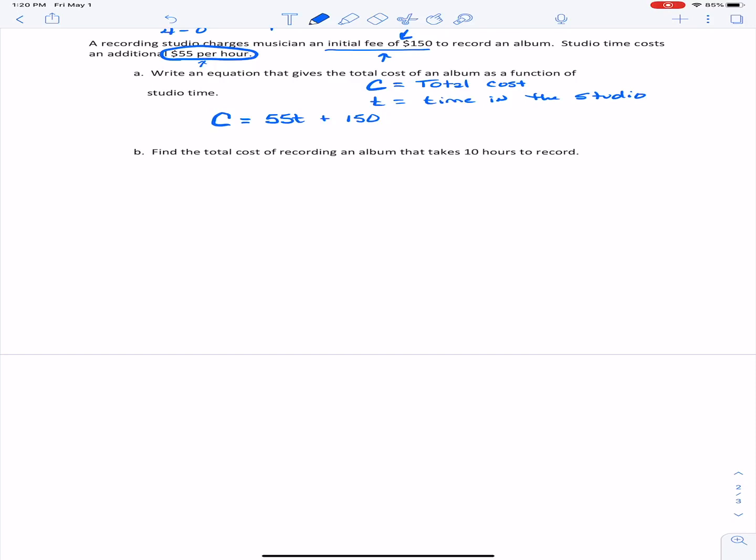Now, part B of this question says, find the total cost of recording an album that takes 10 hours to record. So we know that t equals 10. So we now need to substitute that into our equation. So C equals 55 times 10 plus $150. That is going to give me C equals 550 plus 150. So our total cost is going to be $700. So to record a 10-hour album, it's going to cost me $700.